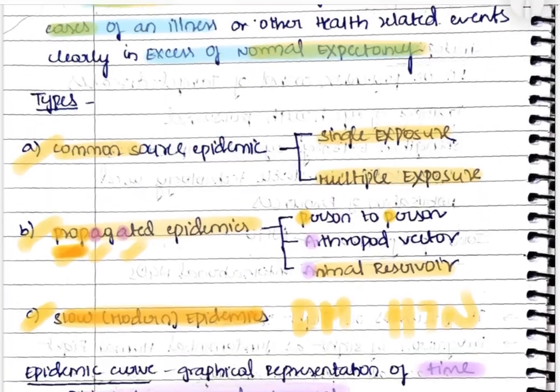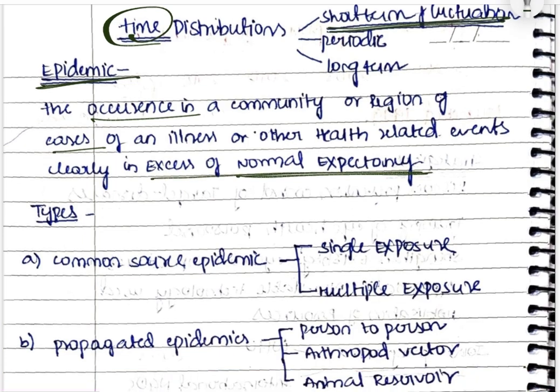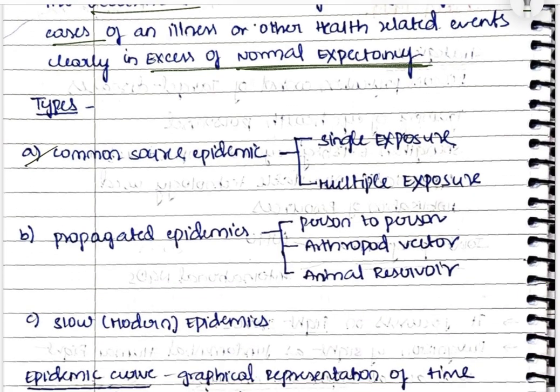So if we summarize the whole thing, first under the time distribution, that is the short-term fluctuations, you will be having the epidemic. Under the definition, you have to remember three things: one is occurrence, second is the case, and third is normal expectancy. So occurrence in the community of cases of illness which is clearly in excess of normal expectancy. In the epidemic, you will be seeing an unusual number of cases, more than expected, right? So the types, three types: common source, propagated, slow or the modern.